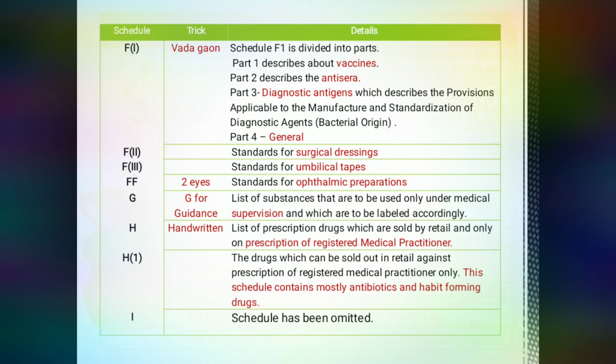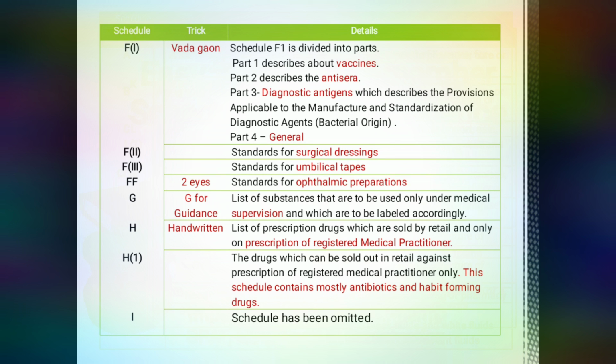Then next one is Schedule G. G for guidance. Guidance is nothing but supervision. So Schedule G states list of substance that are to be used only under medical supervision, under their guidance, and which are to be labeled accordingly.